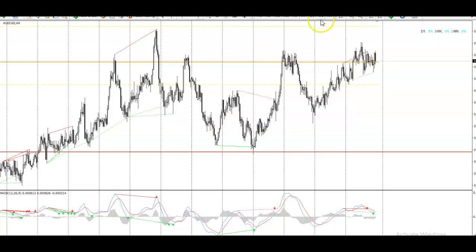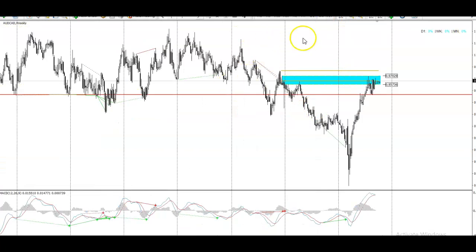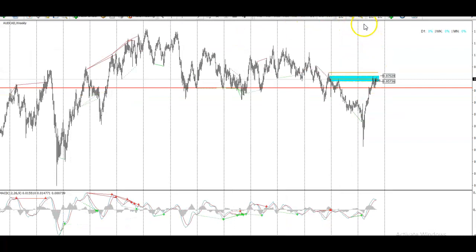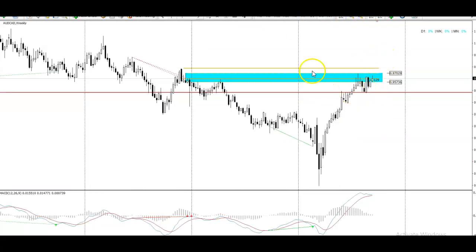Okay, so take profit again. A couple of targets on this is going to be nice. So first area, take profit again, is roundabout this last swing high here.